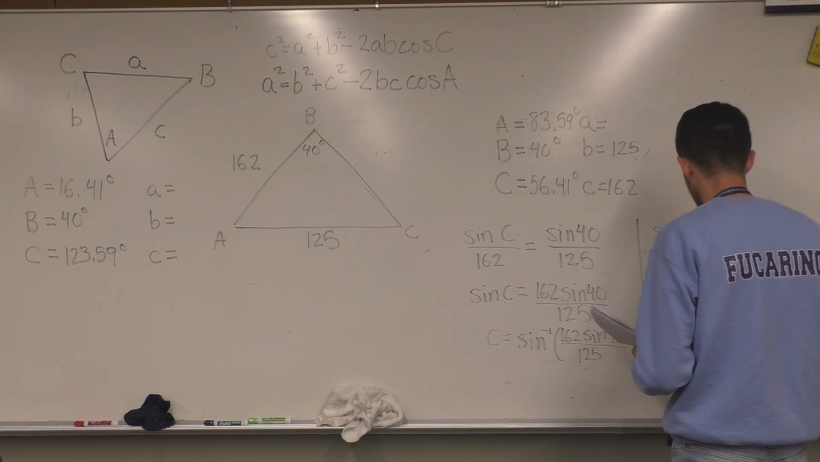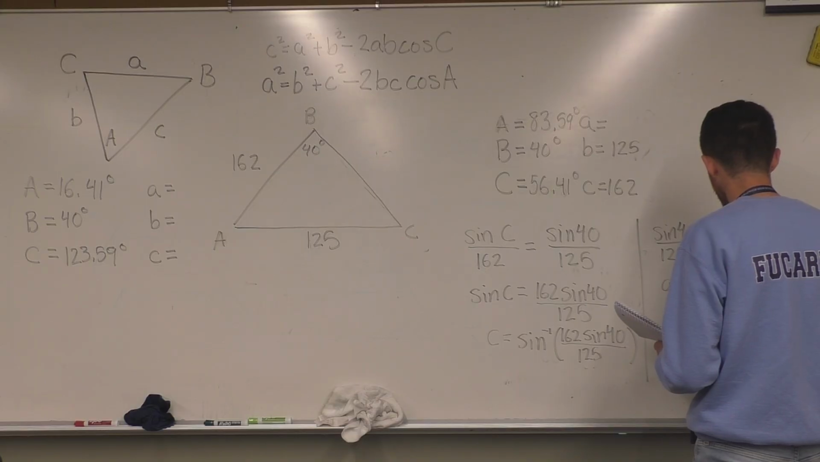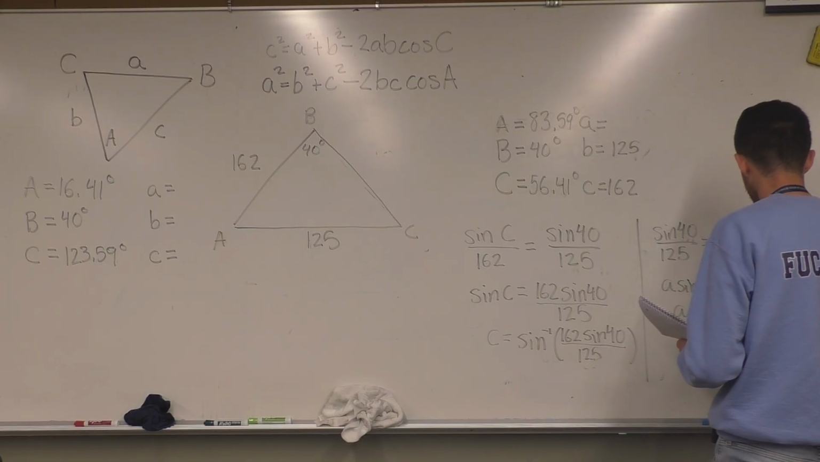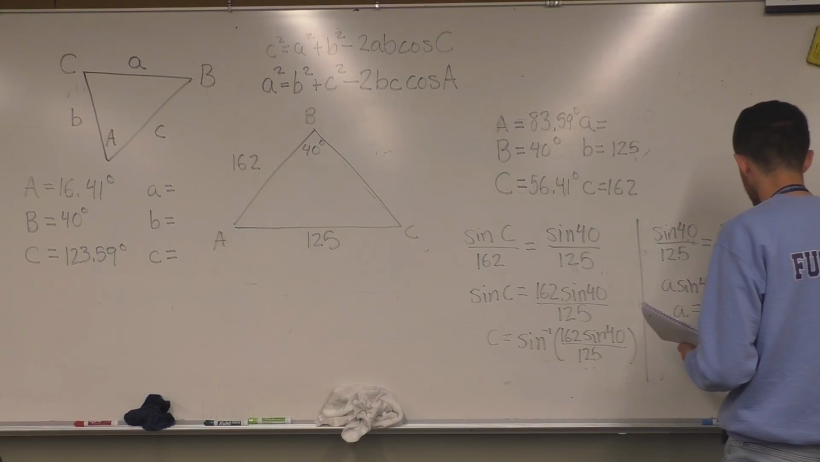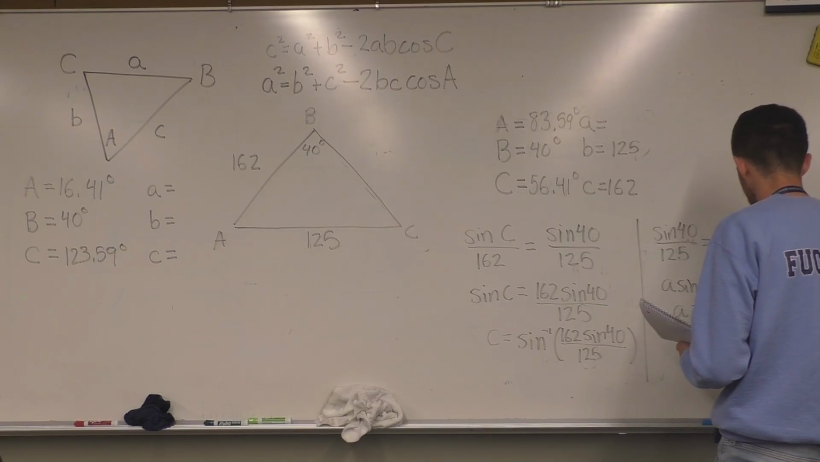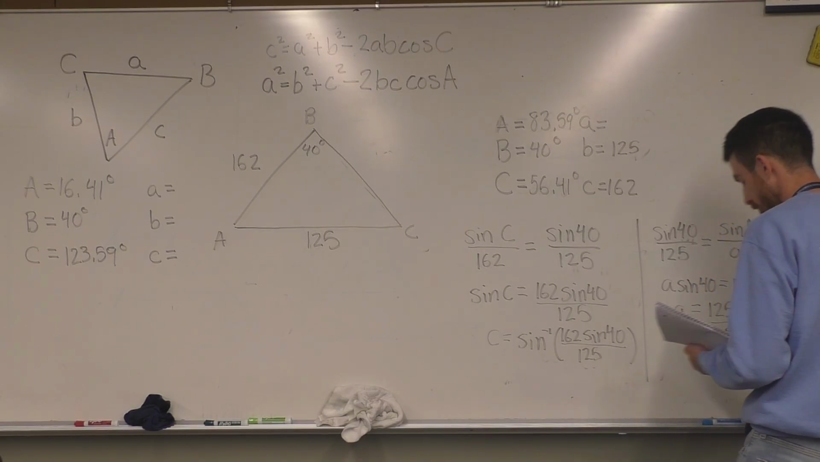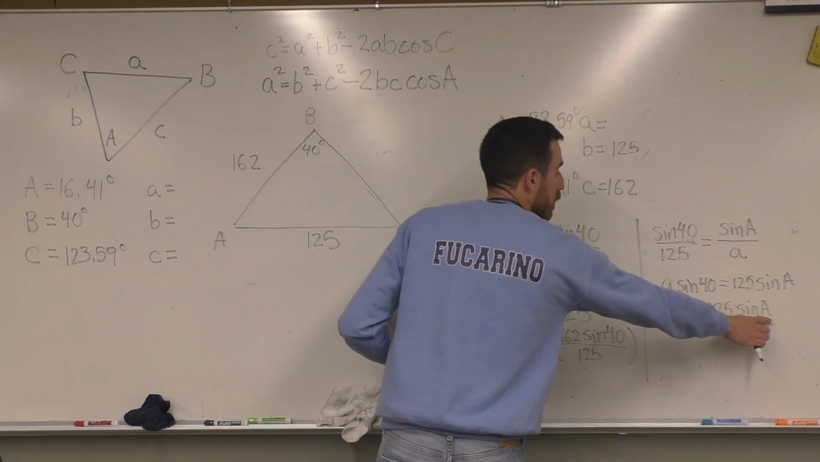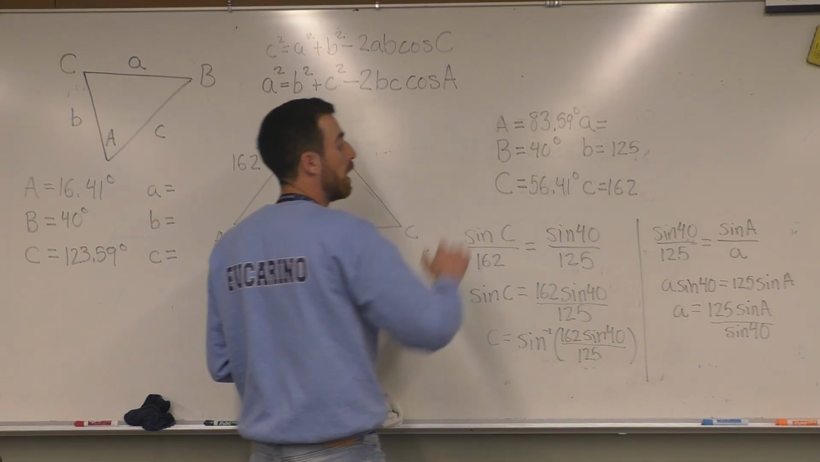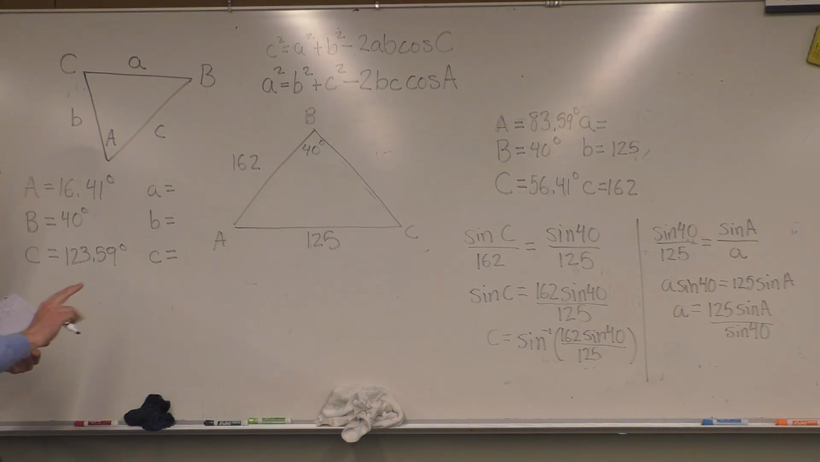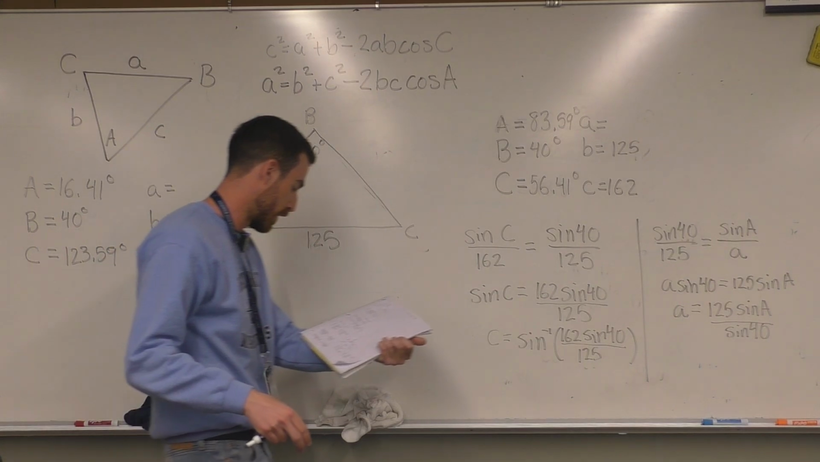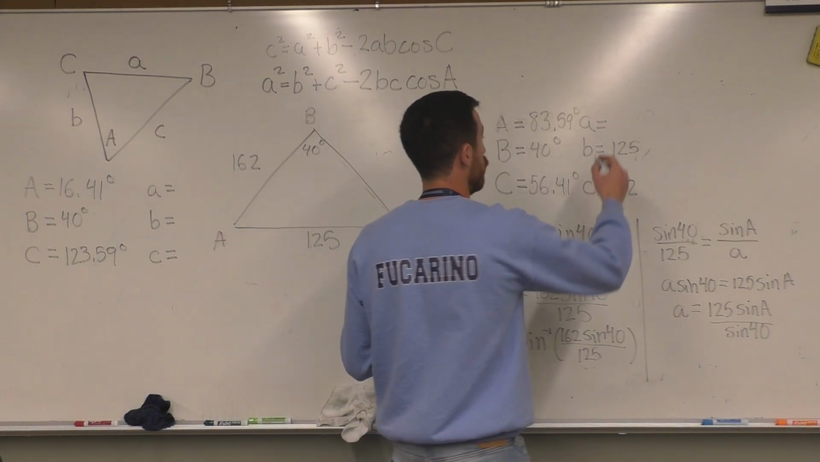And side A is 125 sine of A over sine of 40. Plugging in the same angle A that we solved for by subtracting B and C from 180, which you can do in your calculator without retyping this. What I did when I did it, we get 193.25.